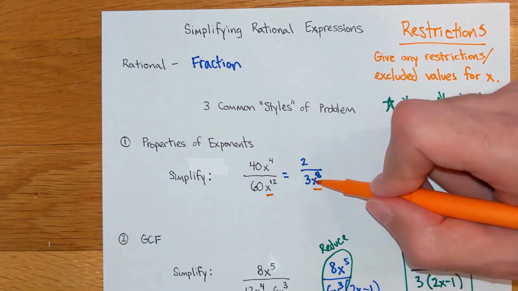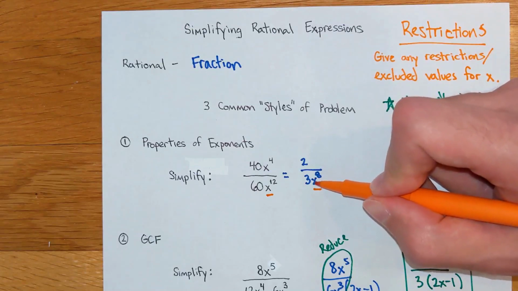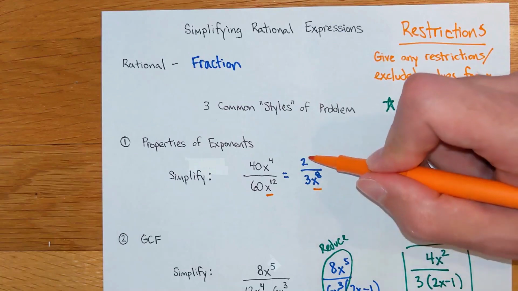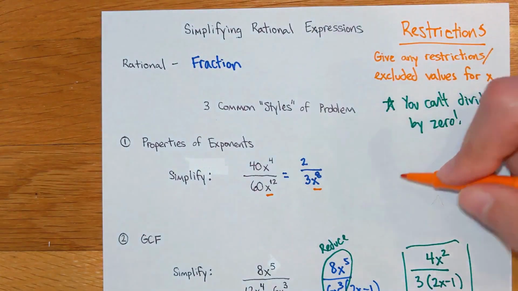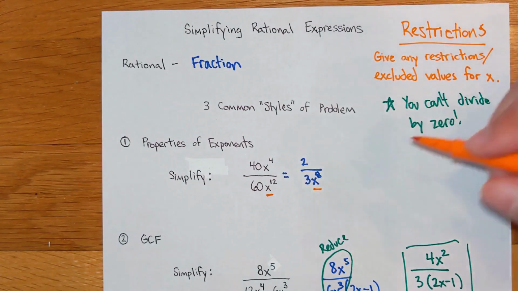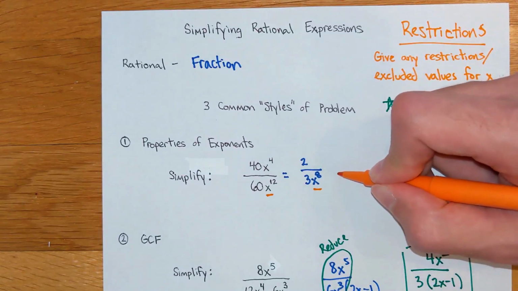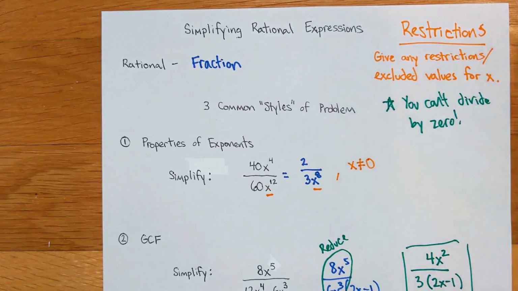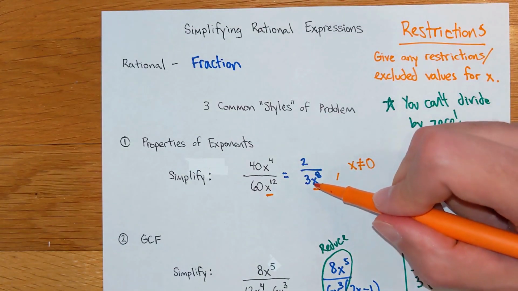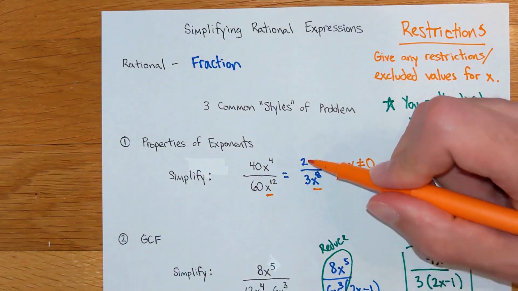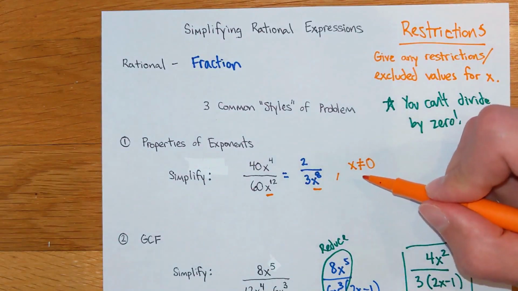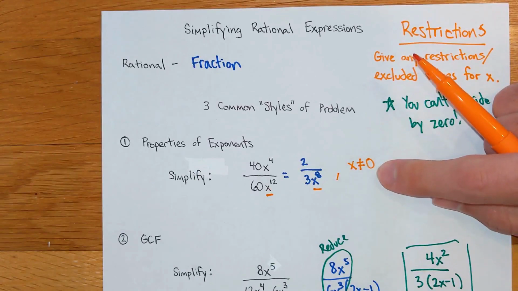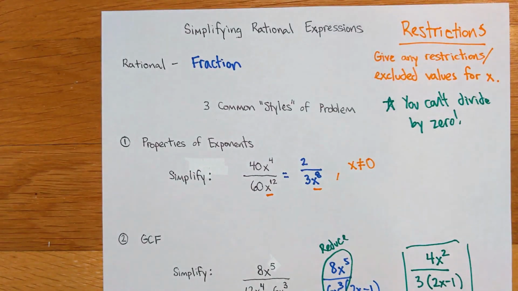Well, in this first problem here, if x was the number 0, 0 to the 8th is 0, times 3 is still 0. So I'd have 2 divided by 0, which would be a bad thing. So what I have to do on this problem, next to my answer, is I do like a comma, x can't equal 0. If x is a 0, I would get an illegal answer. I'd have 2 over 0. So that is called a restriction or an excluded value. You're basically outlawing a bad number for x.